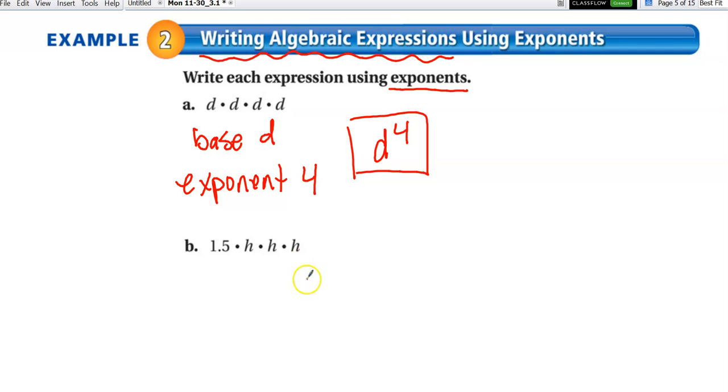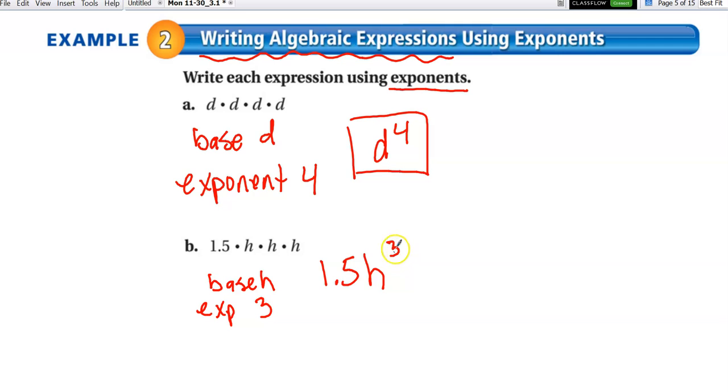Okay, so let's look at another example. This time I do have a number in front of it. And I know if I look at the exponential part of it, the base is going to be h, and my exponent is going to be 3. And so I know I have h to the 3rd power. And then if you remember that all of these are multiplied together, this becomes my multiplier. So it's sort of like 1.5 groups of h times h times h. Well, that's the same thing as h to the 3rd. So if I'm still multiplying, I just put the number next to the variable.